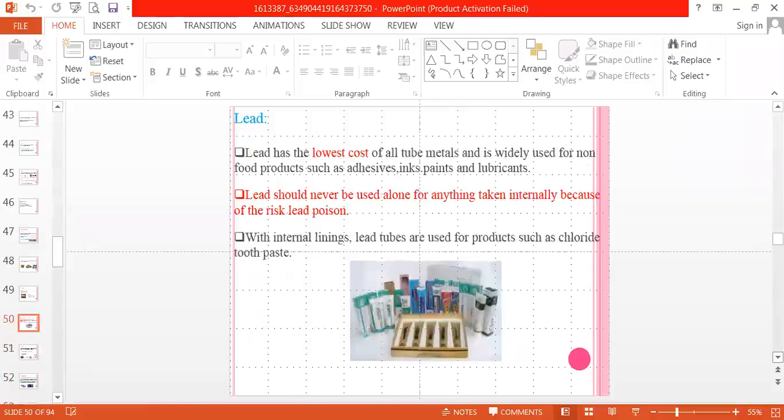Then lead. Lead has the lowest cost compared to all the metals. Lead should never be used alone or taken internally, because there is a risk of lead poisoning.